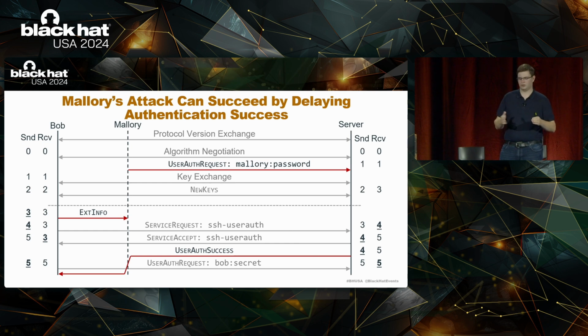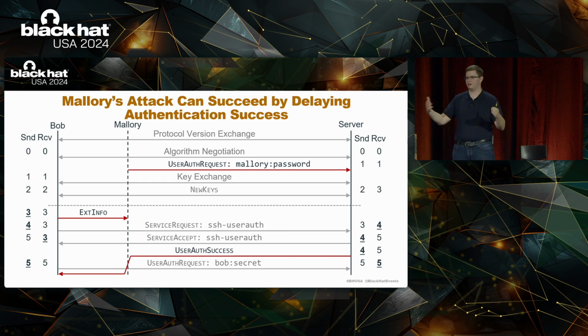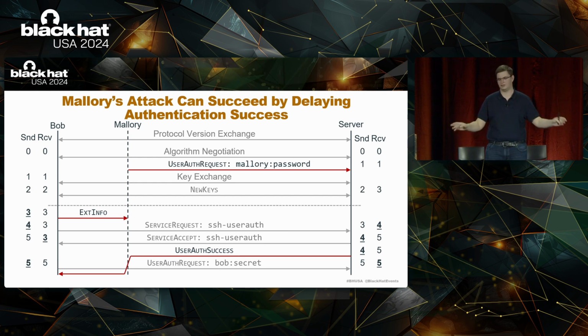Now you might ask, what happens to the authentication request sent by Bob? Nothing. The SSH protocol allows you to send a bunch of different authentication requests in parallel, and it says the first is good, and if authentication succeeds, you forget about everything else and send nothing in response.